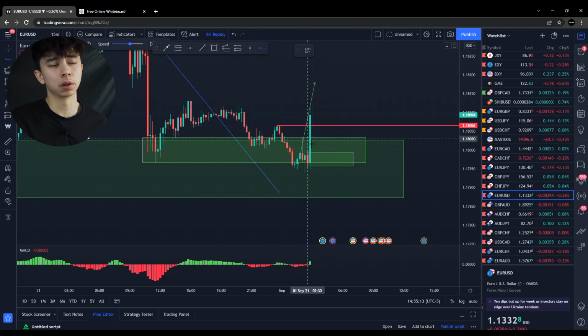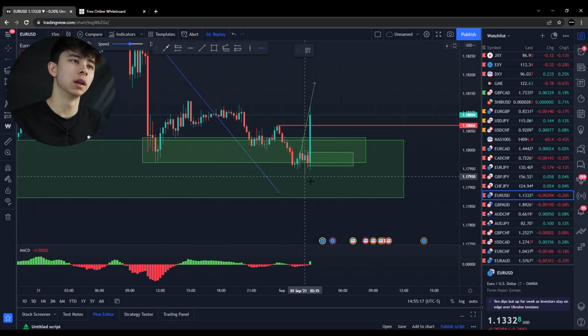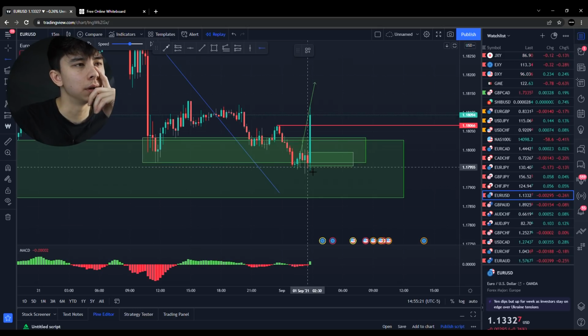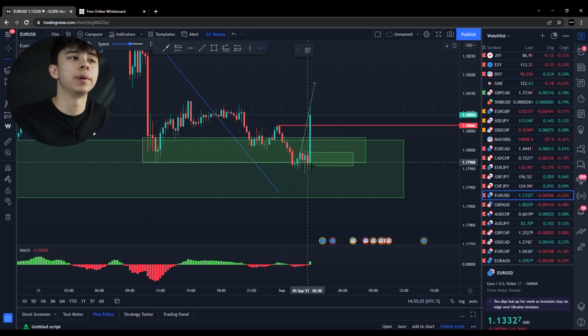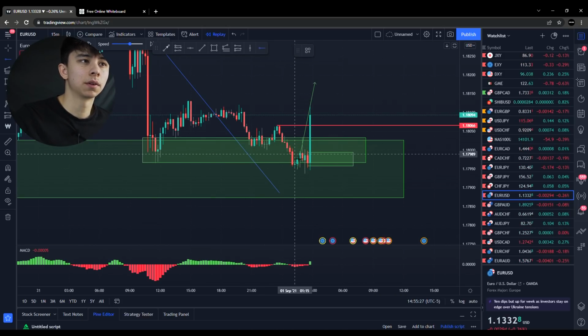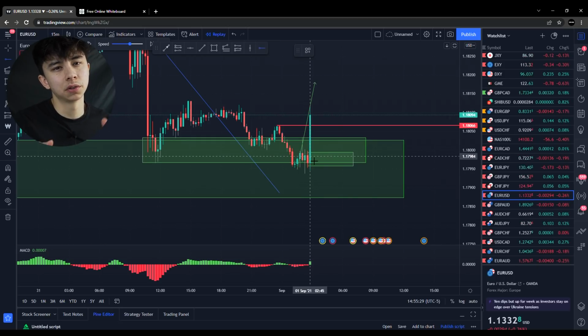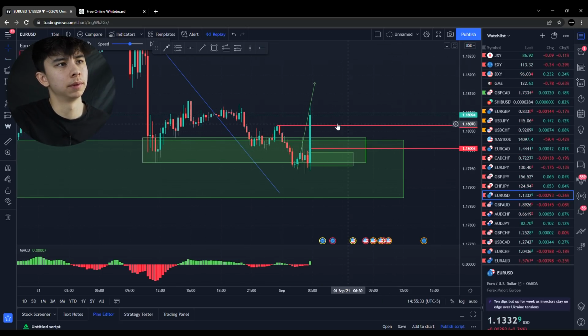You could either enter really early and have a bigger stop loss, or really late and possibly miss your trade. So that's something I like to think about as well. Is, if I enter down here, I could possibly miss the trade. If I enter up here, I'm going to have a bigger stop loss. So I like to take something in between, a nice little balance of the two. So probably something around here. That's where I'm thinking I want to enter.